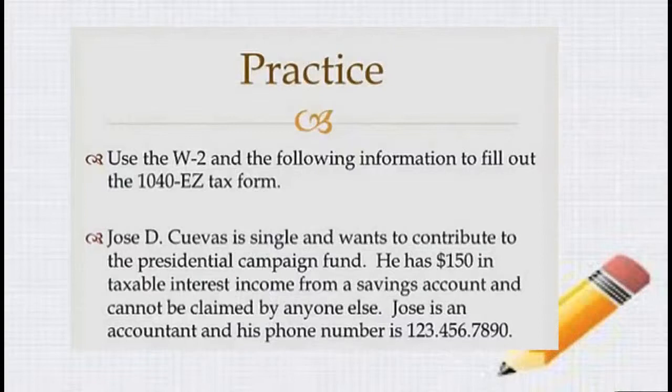Okay, let's try a practice. We're going to use the W-2 and the following information to fill out a 1040EZ tax form. In this case, Jose is single. He wants to contribute to something called the Presidential Campaign Fund, and that's a box you can check on your 1040EZ, and I will show you. He has $150 in taxable income. That's from a savings account. He is not a dependent. He can't be claimed by somebody else. He's an accountant, and there's his phone number.